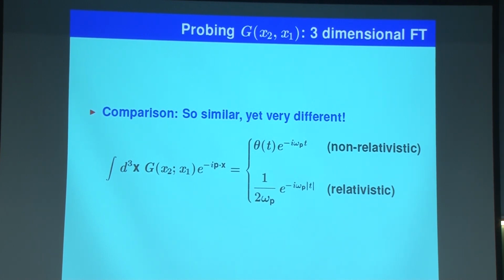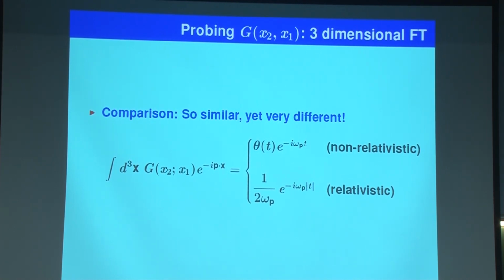You get a Fourier transform of a Lorentzian, and that is e to the minus i omega modulus of t. And if you do everything correctly, the constant factor will be 1 over 2 omega p. So there is something funny going on here.